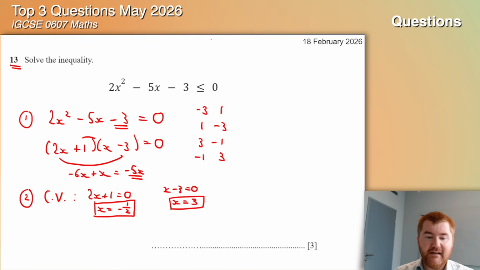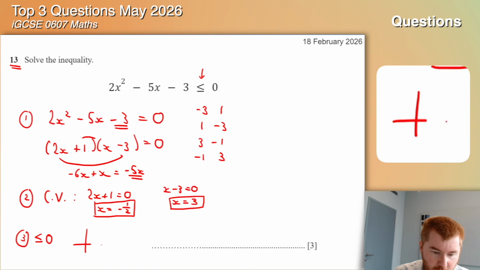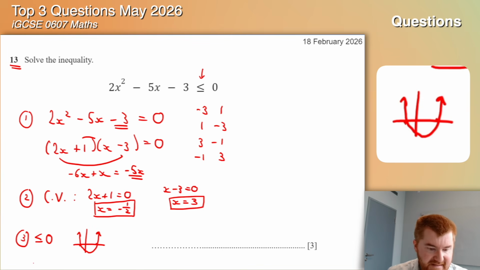However, we're working with an inequality. It's less than 0. So I'll write this down here, less than or equal to 0, which means if we have a normal positive quadratic, so let me just draw in a very bad sketch. So something like this. We want everything less than or equal to 0. So we want this range of the answers. If this is minus a half and this is 3.